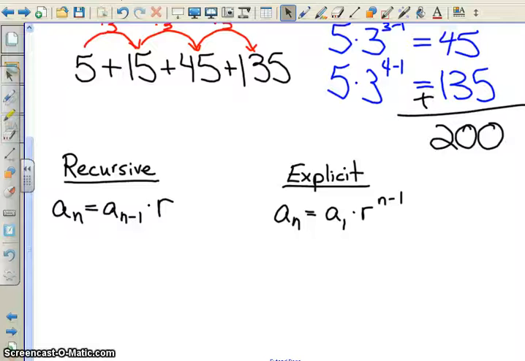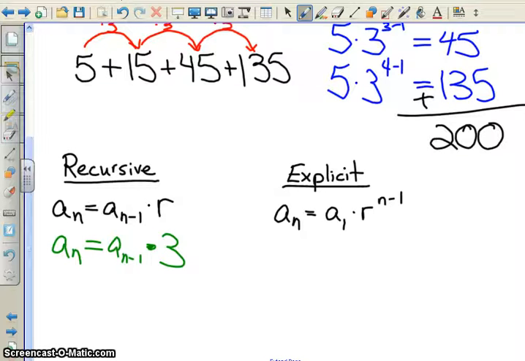The recursive definition is not so helpful. It basically shows us the pattern. So in this case, a_n, the next term, is a_(n-1), or the previous term, times our common ratio of 3. So that just shows to find the next number, we need to multiply the previous number by 3. And we're going to keep multiplying by 3 to continue the pattern going.